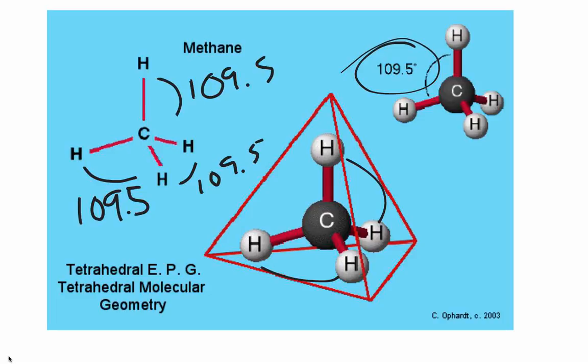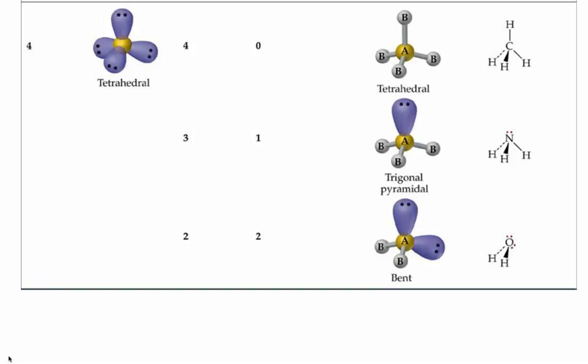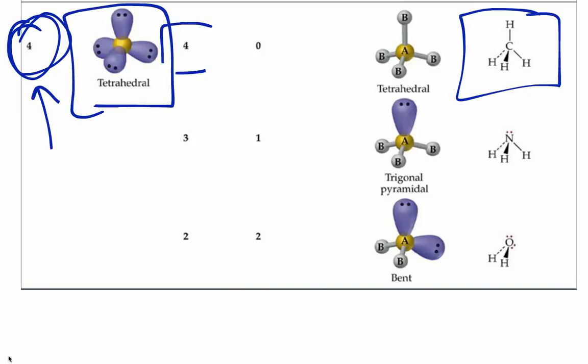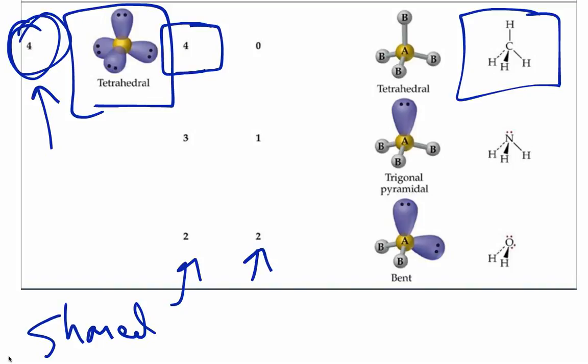So we had 2 negative charge centers for a linear shape, 3 negative charge centers for a trigonal planar shape. Now we have 4 negative charge centers, and we are going to have a tetrahedral shape. Now notice with tetrahedral it gets interesting because tetrahedral is based on our number of negative charge centers. So the number of negative charge centers in tetrahedral shape is 4. Now notice for methane here, it has 4 shared pairs, but it doesn't have to have 4 shared pairs. It could have any combination of shared pairs and lone pairs.